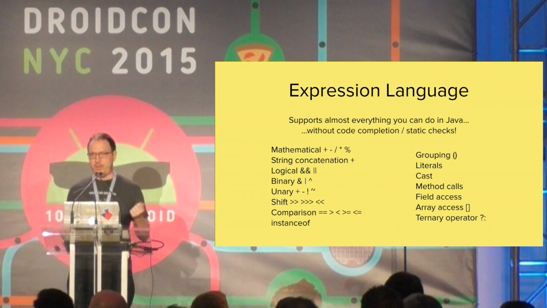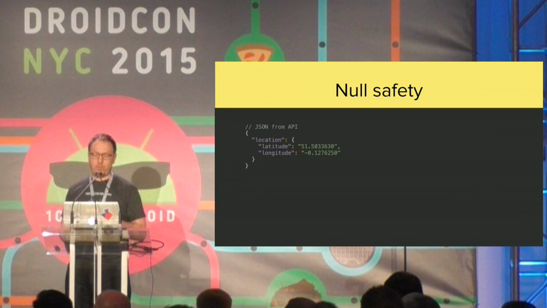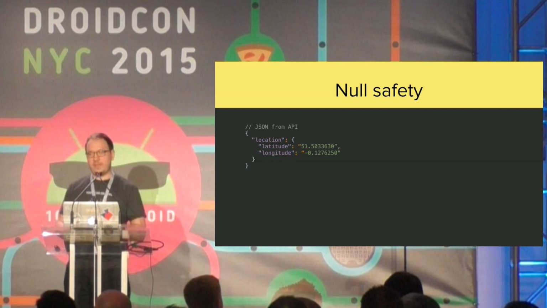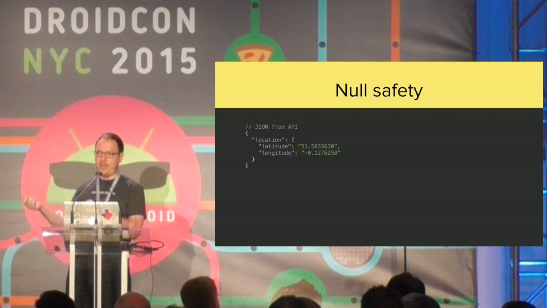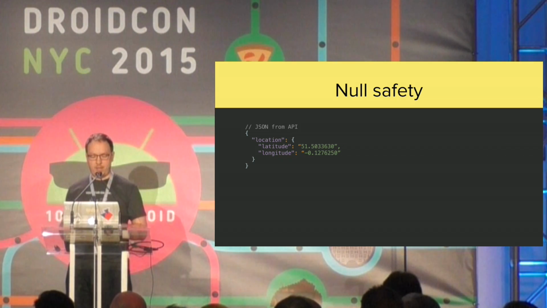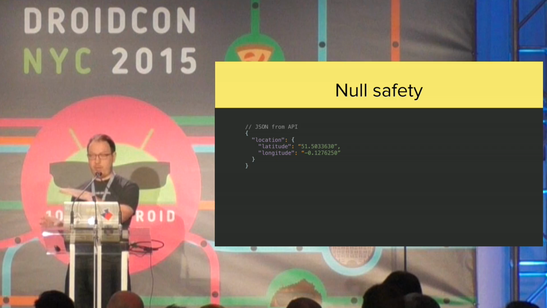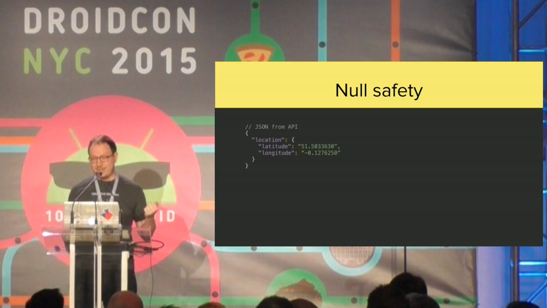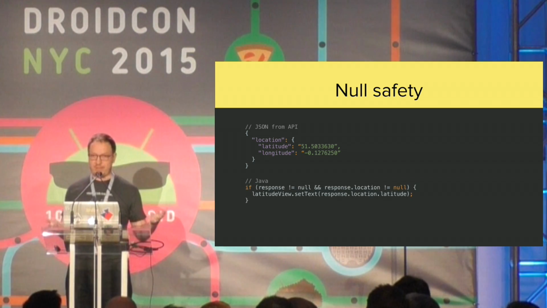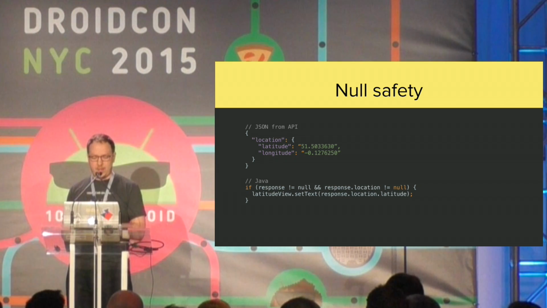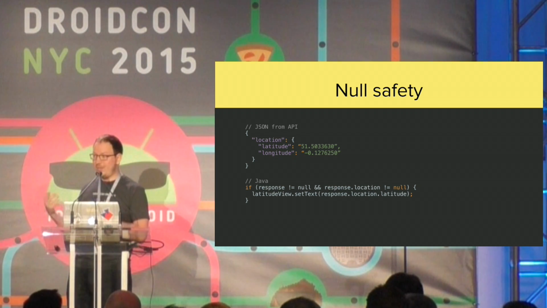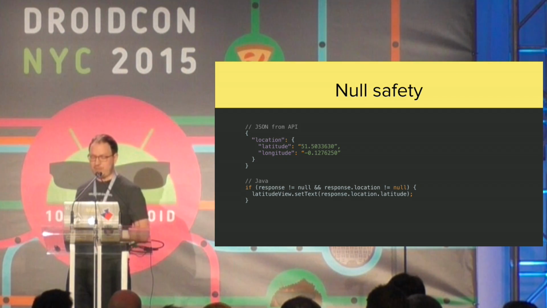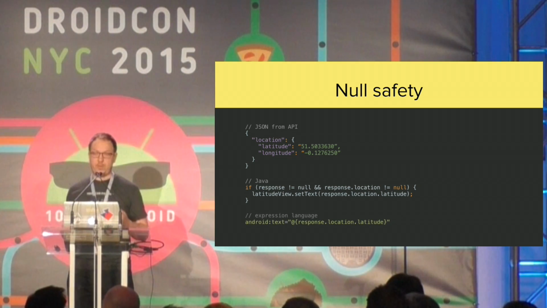So it's not all bad, though. The expression language has some great features, the best one being null safety. So for example, if I were to hit my API and get a location object back, as you can see, it's a JSON object with a location key, and within that I have latitude and longitude. If I wanted to access the latitude in Java code, I would have to do something like this. And if you don't do it, your app will crash and you'll have a bad time. So it's painful, and especially if you have very deeply nested objects, your null checks can just get out of hand. With the expression language, that's no longer necessary.